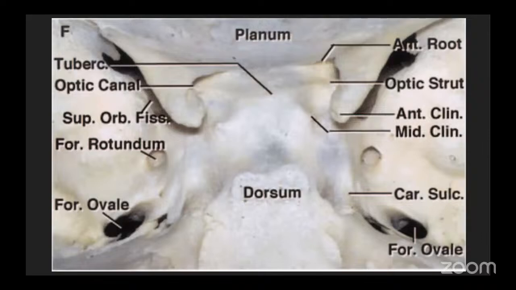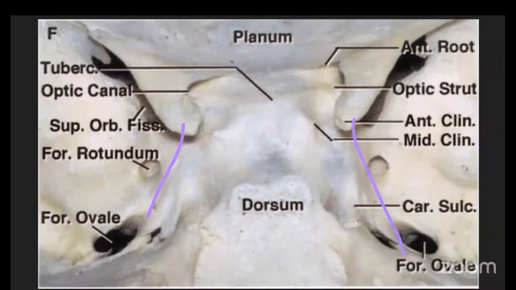there is an attachment like this over here, and then there was an incisura, but there is an attachment on the anterior clinoidal process on both sides. There are some other ligamentous attachments as well, but they are beyond the scope of discussion for today's session.